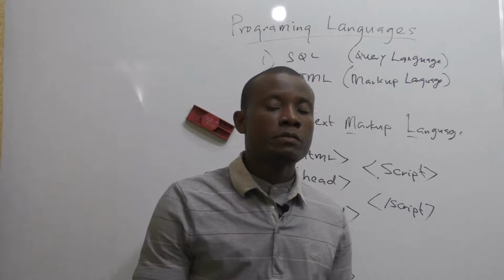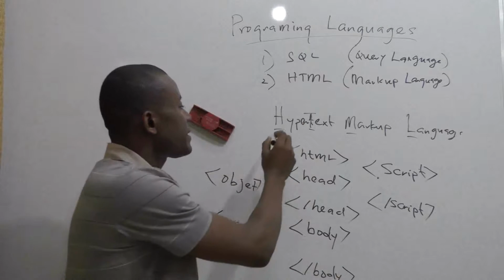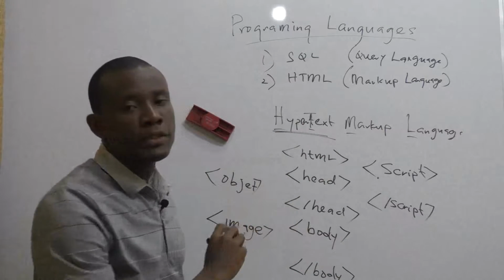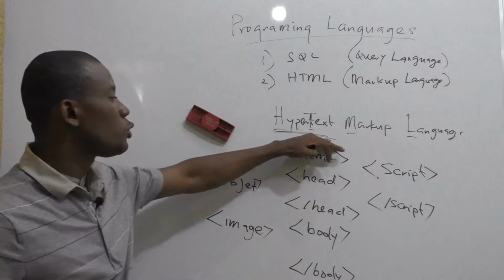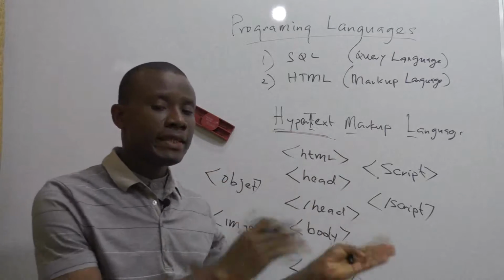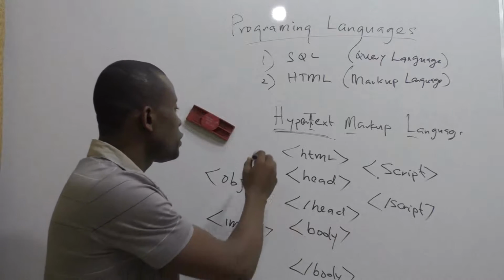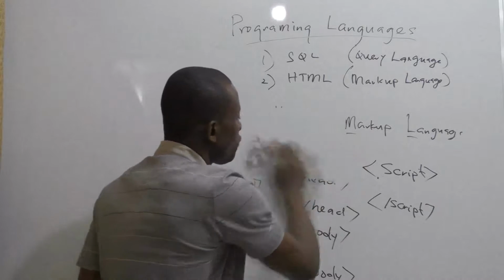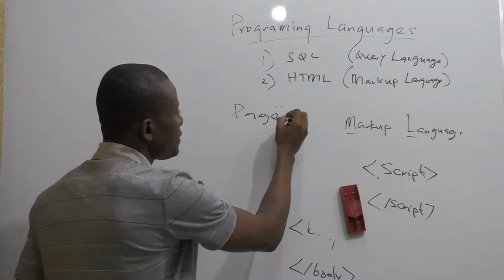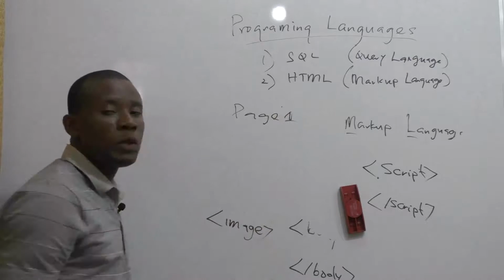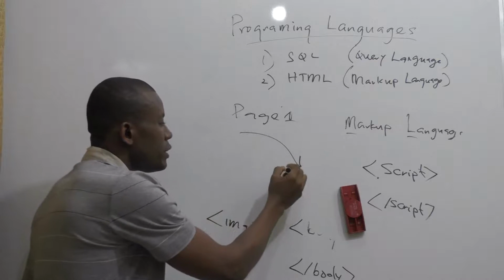So this is about HTML, but one thing I want to let you know is that this word HyperText, where does it come from? Pay attention to this explanation. HyperText has to do with a text linking from one page to another. So if you have page 1, and then you have a link inside page 1 that takes you directly to page 2.